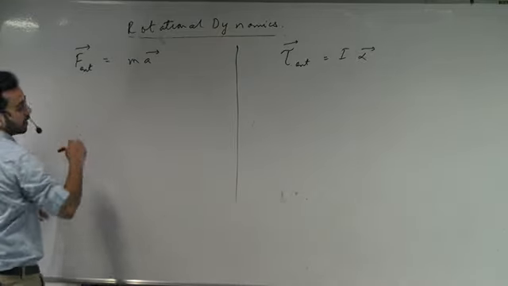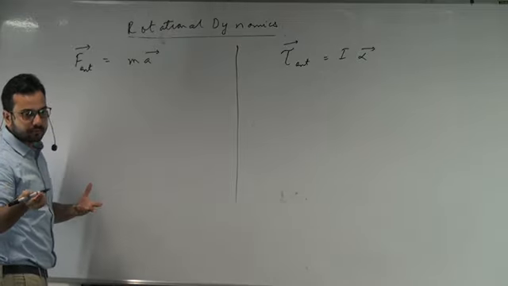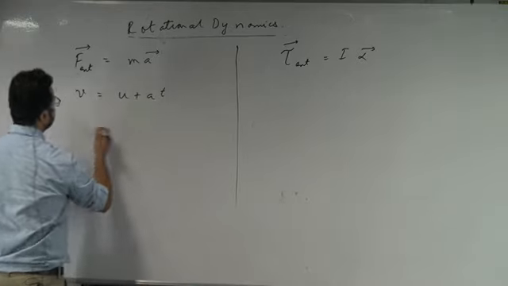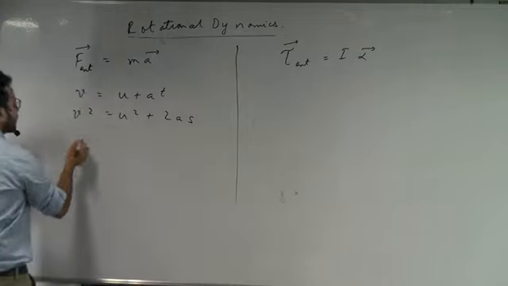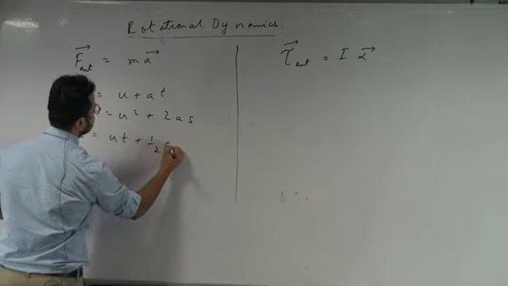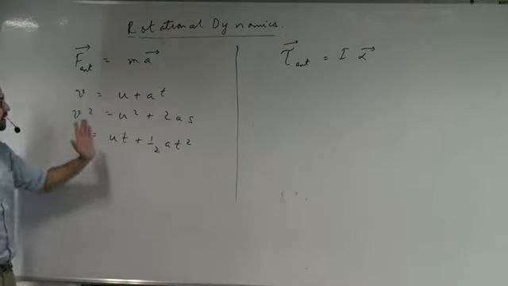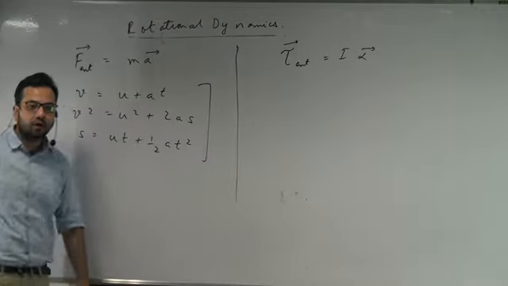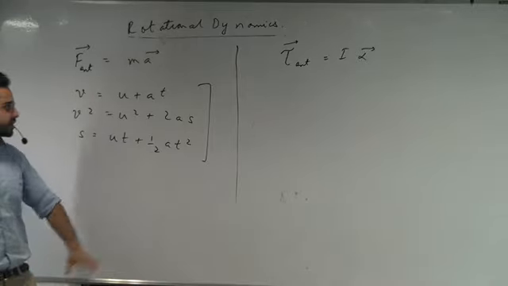Okay, again, we use three equations of motion. What were those? One was v is equal to u plus at. Then we had v square is equal to u square plus 2as. And then we had s is equal to ut plus half at square. If something is in pure rotation, the exact same things are going to apply. What is common among all of these? What is the condition? The acceleration has to be constant.